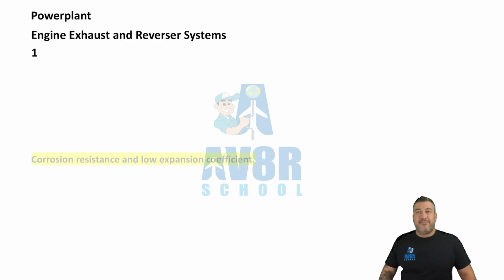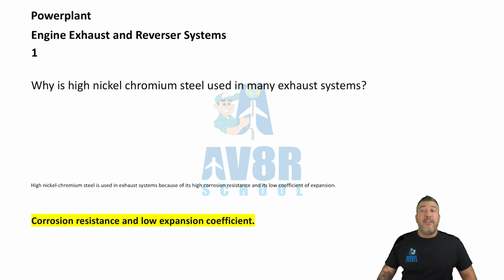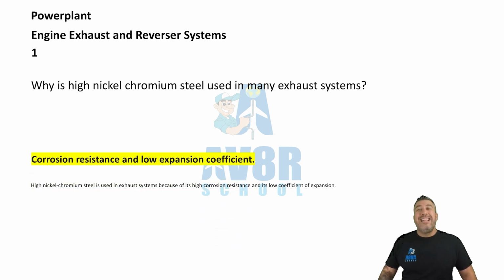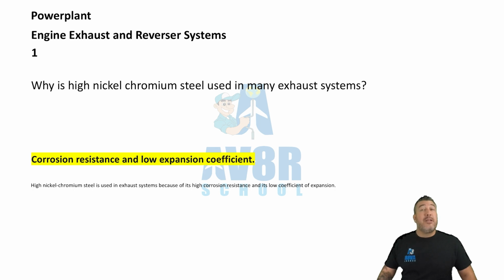Question number 1. Corrosion resistant and low expansion coefficient. So why is high nickel-chromium steel used in many exhaust systems? Because of its corrosion resistance and low expansion coefficient. Nickel-chromium steel is used in many exhaust systems because of corrosion resistance and low expansion coefficient.